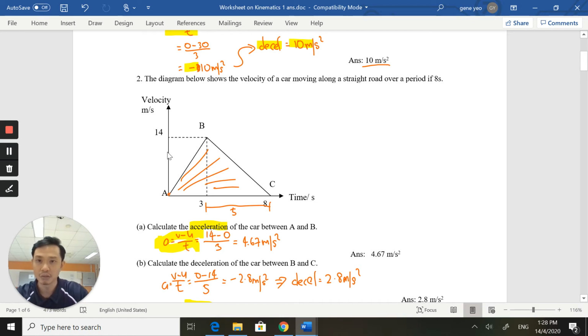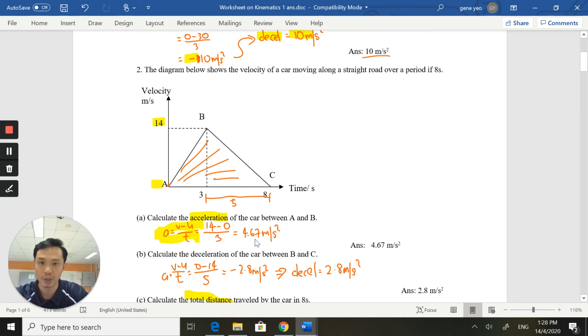The final speed is 14, from here to here. Initially, u started at 0, and the time that it took is 3 seconds. So you press your calculator, 14 minus 0 over 3, you get 4.67 meters per second squared.